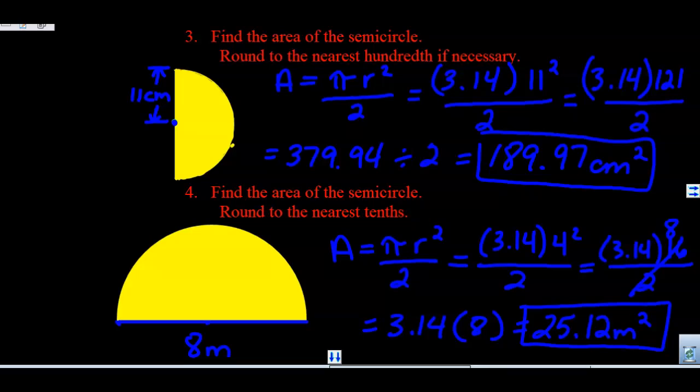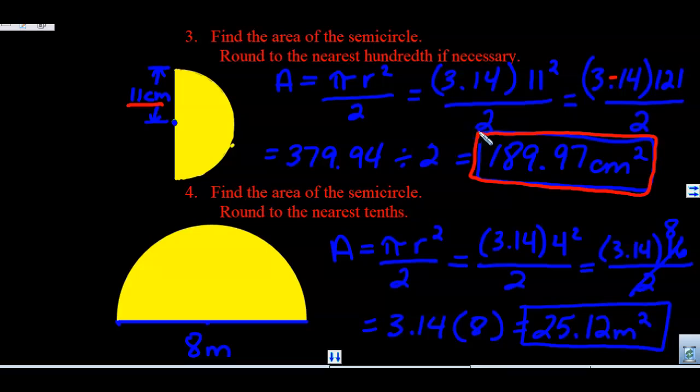Now that you've tried them, here's the answers. For the first one, it gave us our radius of 11 centimeters. So all we had to do was substitute and evaluate from there. So 11 squared was 121 times 3.14 was 379.94, and then just divide that by 2 to find our final area of this semicircle.